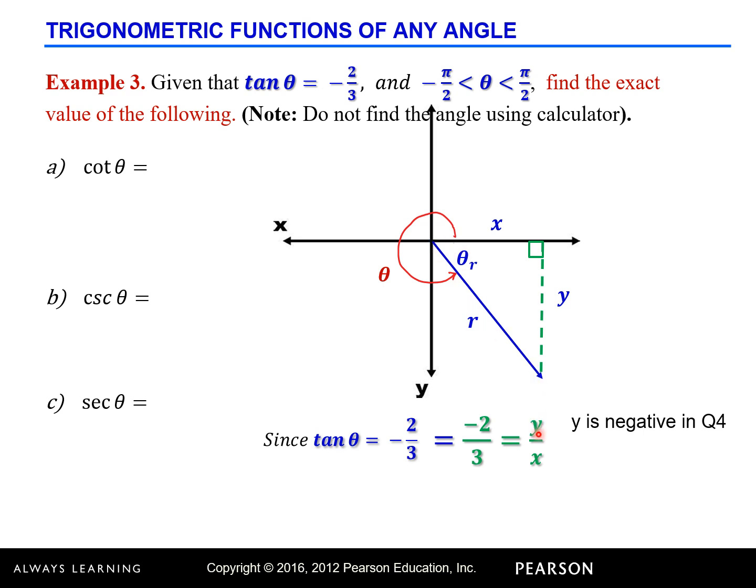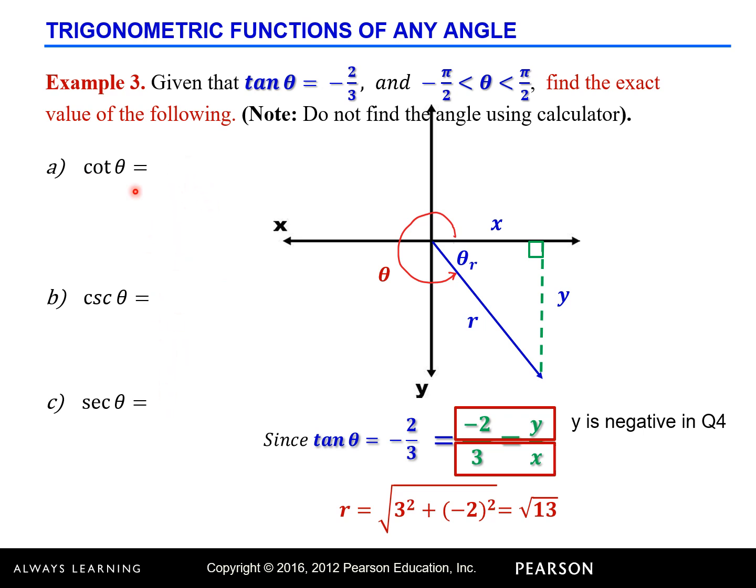Then, since y is equal to negative 2 and x is equal to positive 3, the missing value is the value of r, which is the hypotenuse. As we know, r is always positive. So r is equal to the square root of x squared plus y squared, which is equal to the square root of 13. So the values now are complete. We now have the value of x, the value of y, and the value of r. So we can define these three trigonometric functions.